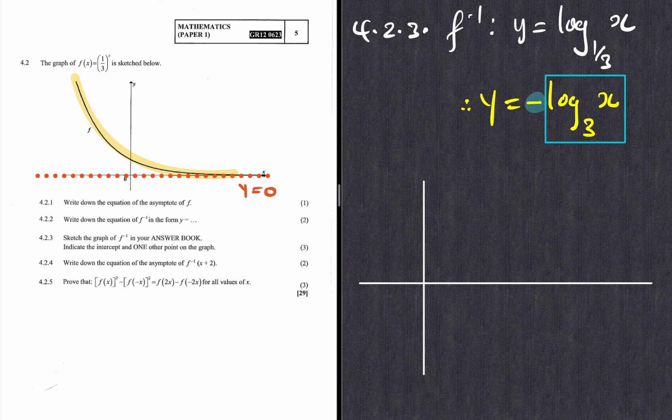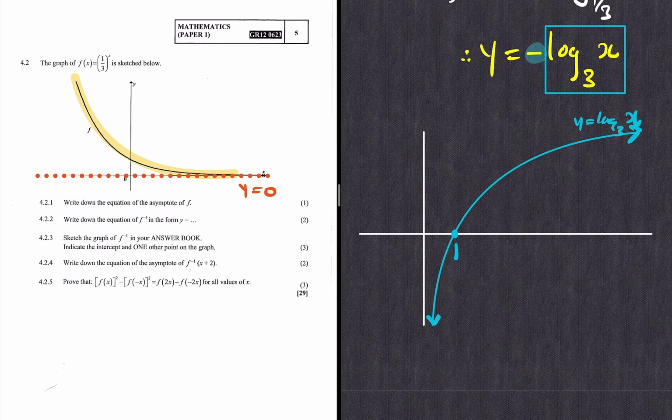If you sketch it, you would possibly have something like this. Think about it, okay? This is the mother graph, y equals the log of base 3 of x, and at this particular point you are going to have 1 as the parent graph of log of base 3. Now, that negative is a reflection of this blue graph.